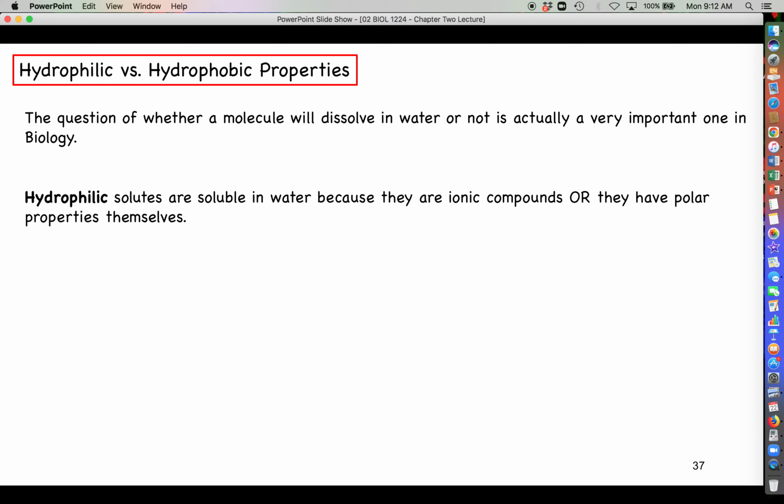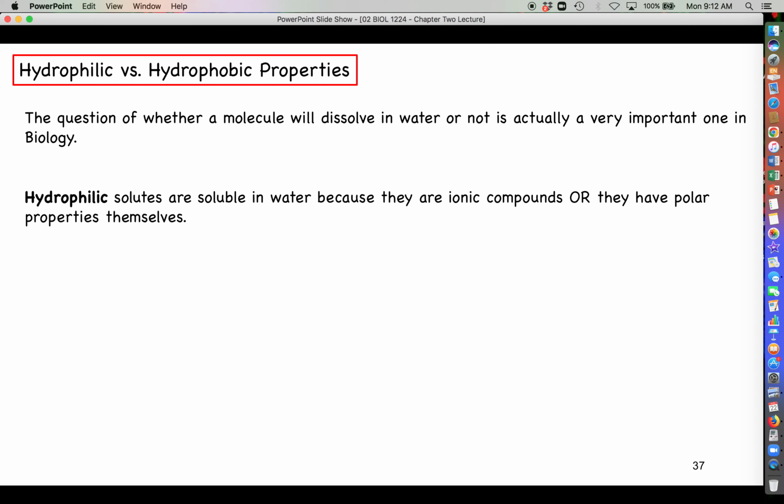The first term is called hydrophilic. So if a solute, meaning a molecule that has the potential to dissolve in a solvent, is hydrophilic, that means that it really likes water. The hydro part of that refers to the water itself, and the philic refers to having a like for something, having an affinity for something.